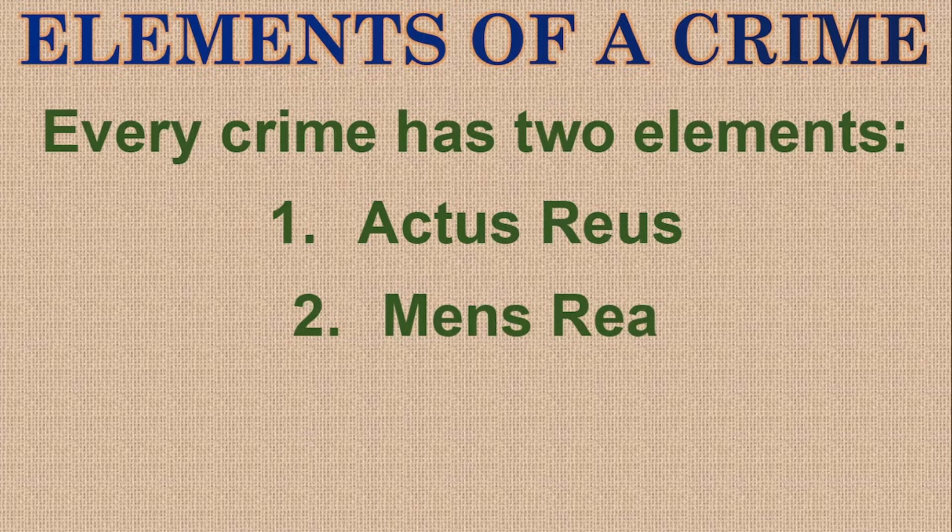But before we do that, I just want to emphasize: don't confuse the elements of a crime with the elements of a good legal system. These two are different. Elements of a crime, there are two: actus reus and mens rea. Let's look at these in detail.